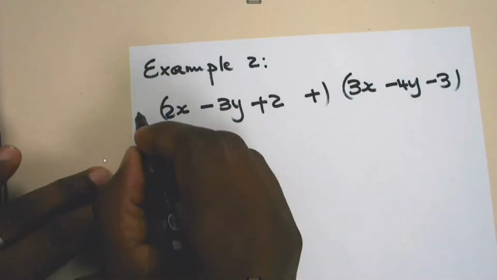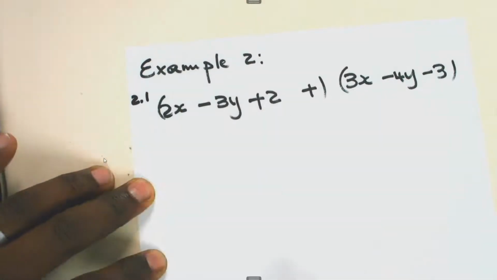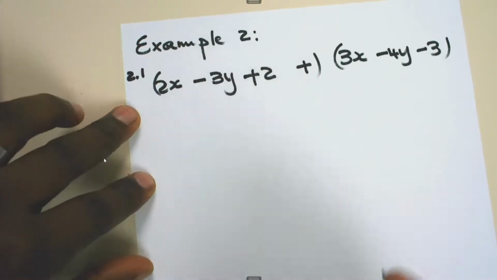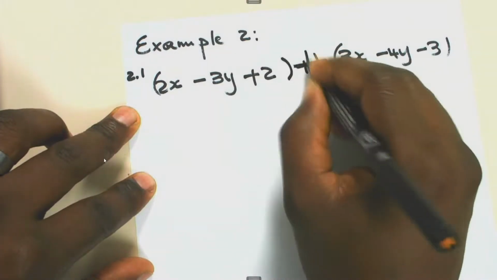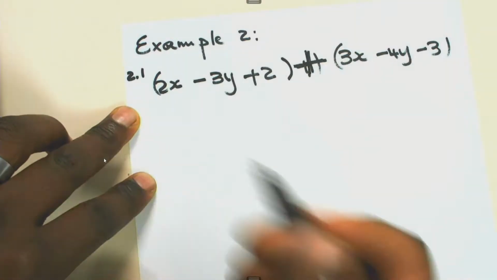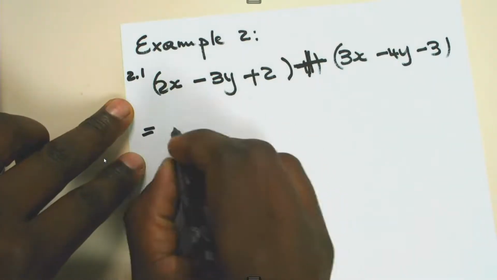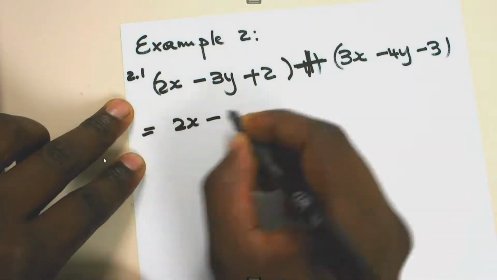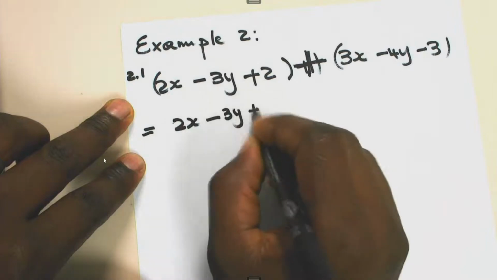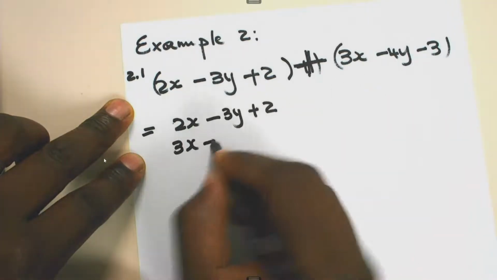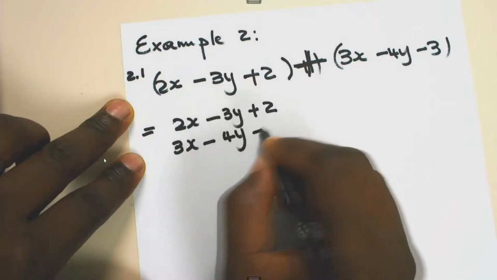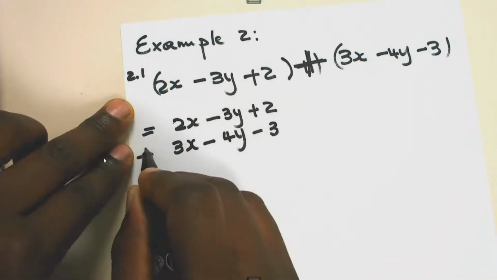So when you add these, this is 2.1. Sorry, I've actually put them there. It's a plus sign there. All right. So when you add this, you can just put 2x minus 3y plus 2 on top of 3x minus 4y minus 3, and you add them.